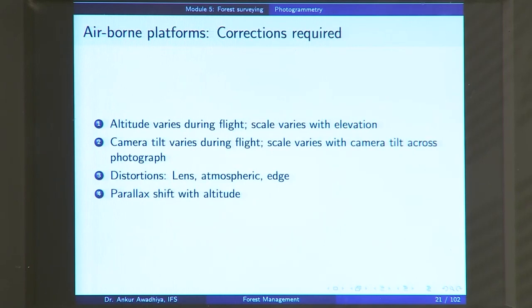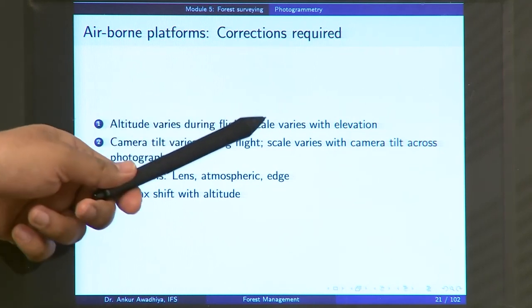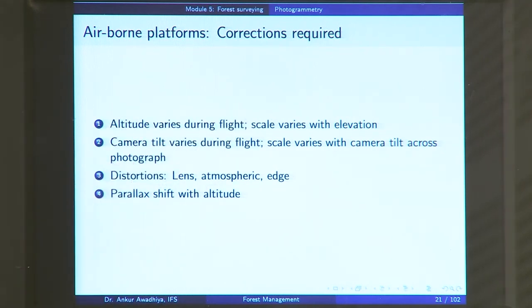When you are making use of airborne platforms, you need to perform certain corrections to the image. If the altitude varies during the flight, then the scale varies with the elevation, because if you are looking at things from a greater distance, they appear smaller in size. So, the scale is different as compared to when you are looking at the objects from a closer distance. Then the camera tilt may vary during the flight, in which case the scale will vary with the camera tilt across the photograph. There could be distortions because of the lens, because of the atmosphere or at the edges, and there can also be parallax shift along with the altitude. So, all these corrections need to be incorporated when you are processing the images.